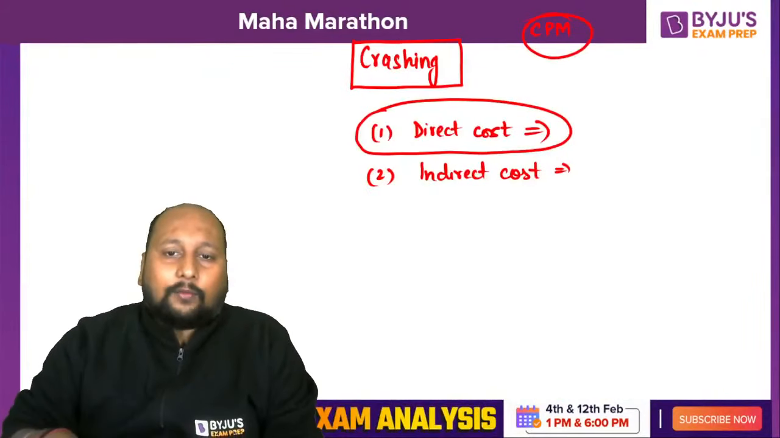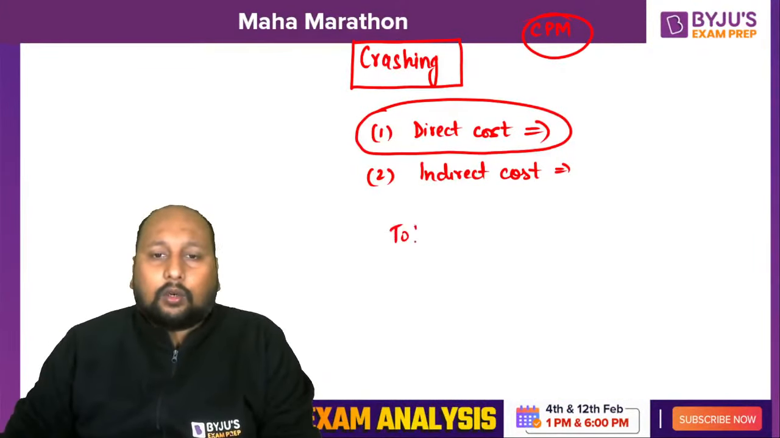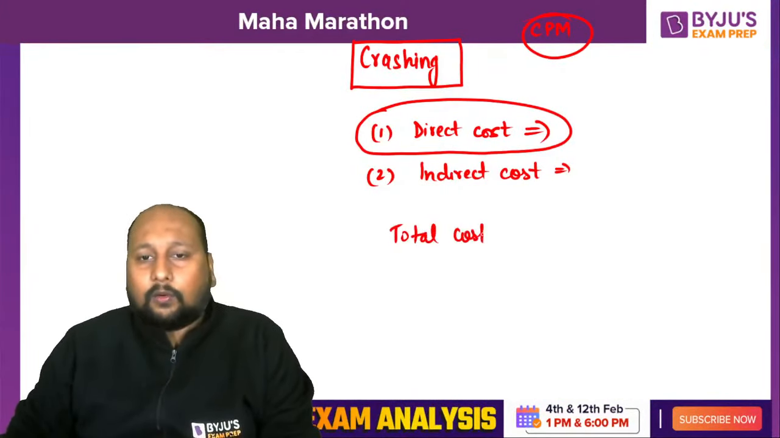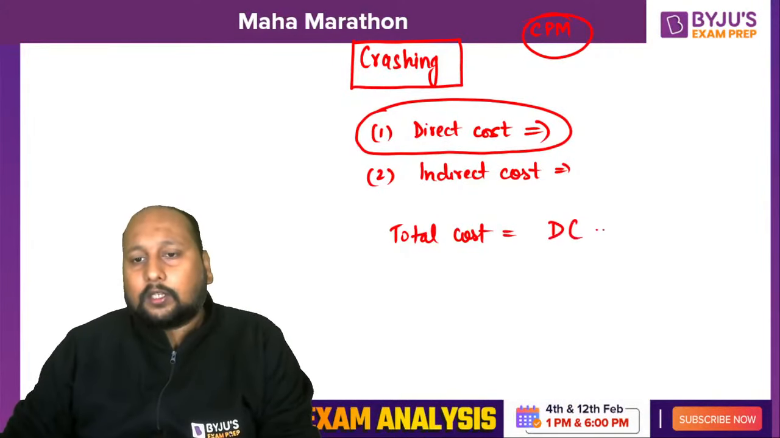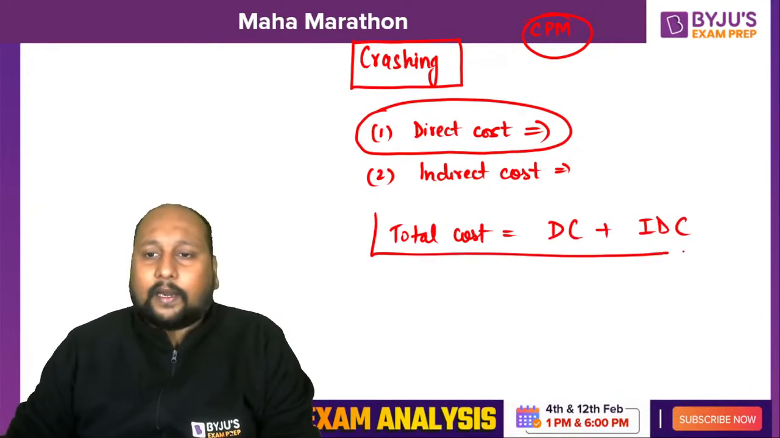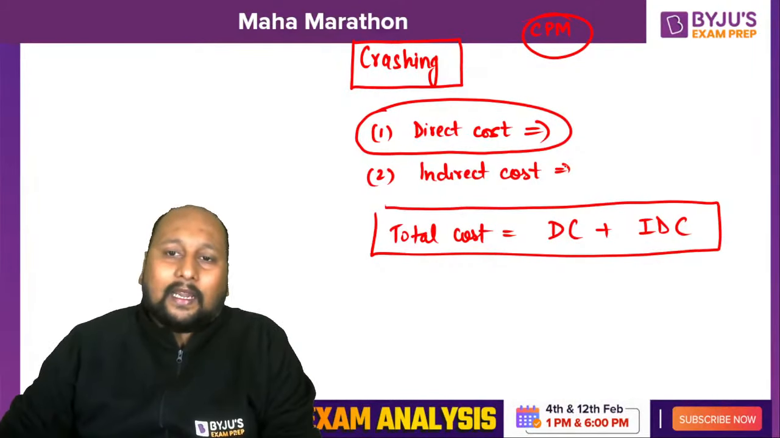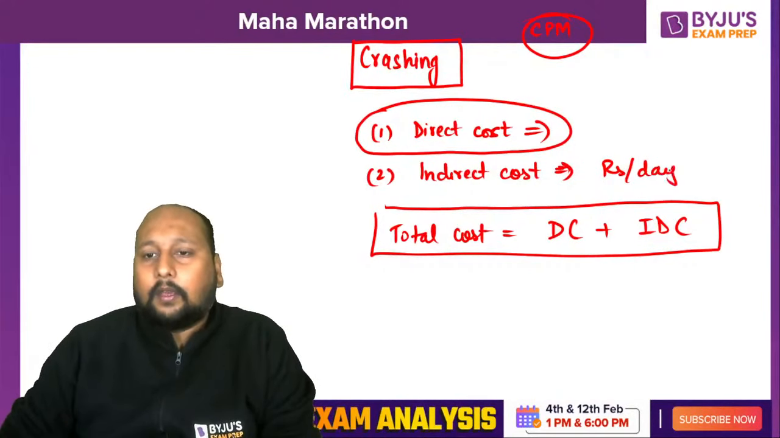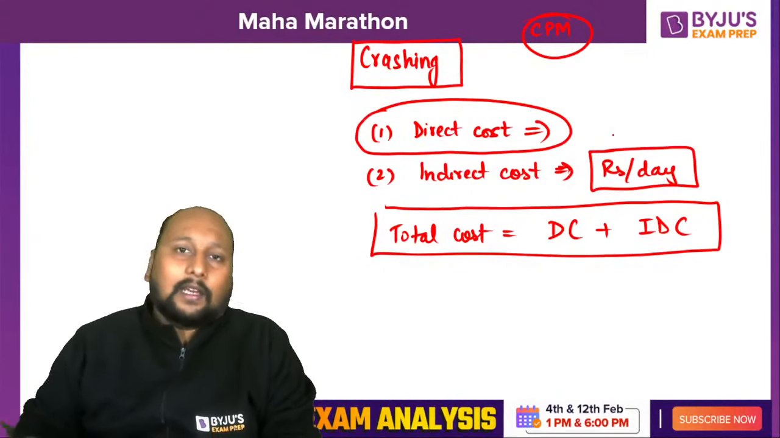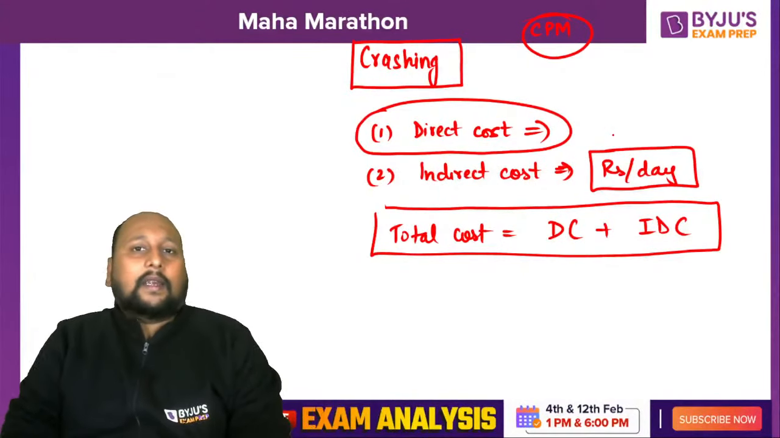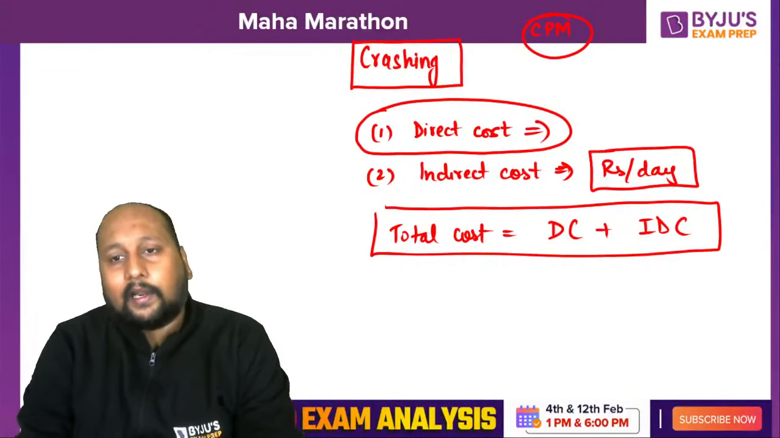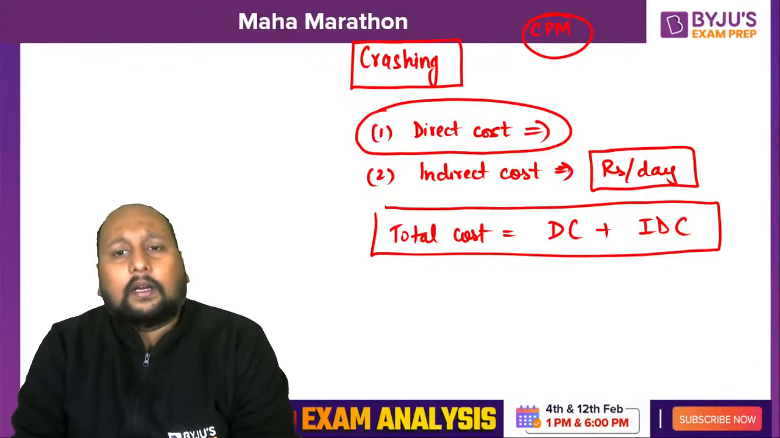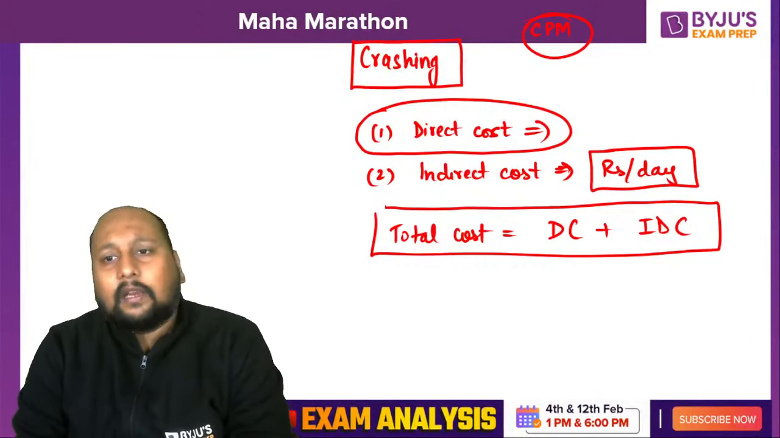And ultimately, what we are doing is we can calculate the total cost. Total cost will be equal to the summation of the direct cost plus the indirect cost. And indirect cost is always in rupees per day. Okay, it will always be given some value. If you're not able to understand how to recognize direct and indirect costs, there's a simple technique: the indirect cost will always be given in rupees per day.